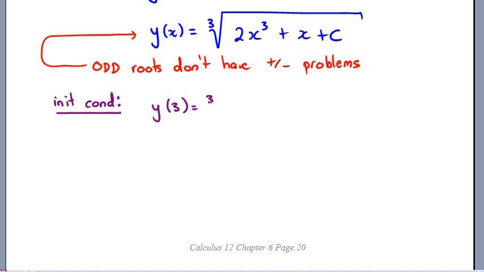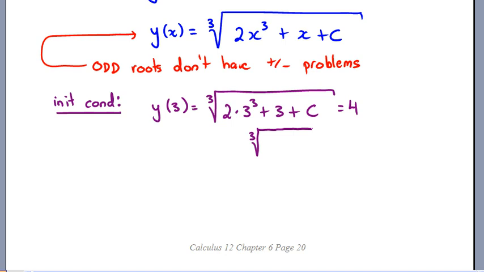Well, that'll be the cube root of 2 times 3 cubed plus 3 plus the c. That's got to be 4. Tidying this up, I get the cube root of 57 plus c has to be 4. I'm going to cube both sides. When I do, I don't have to stare at the root anymore, and I have 57 plus c is equal to 64. So c is equal to 7.